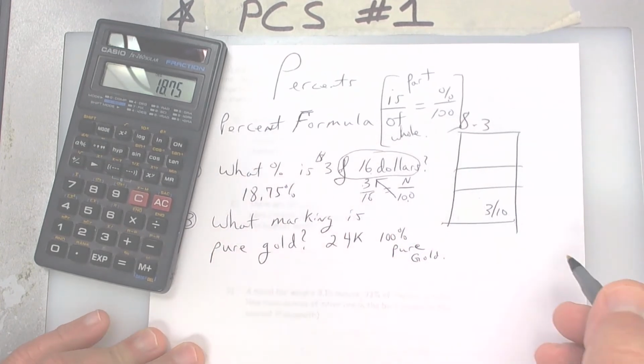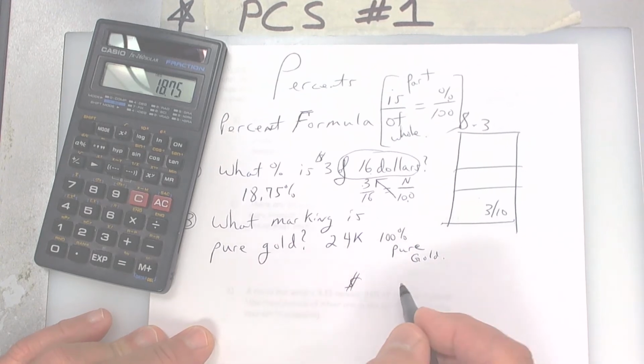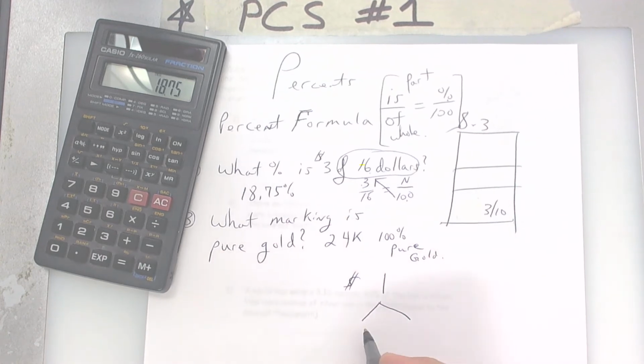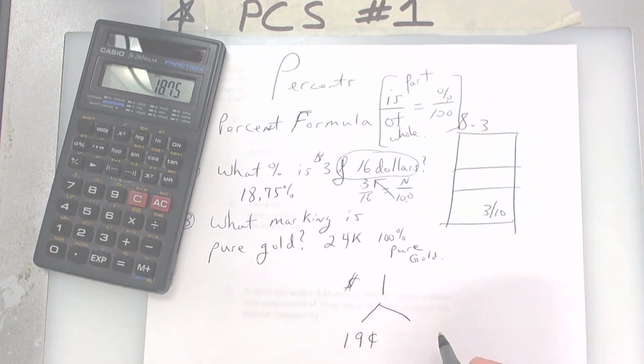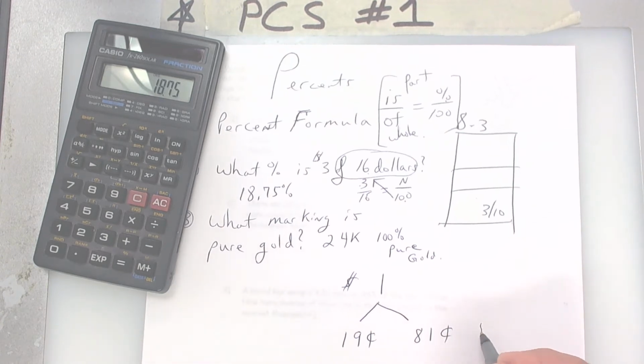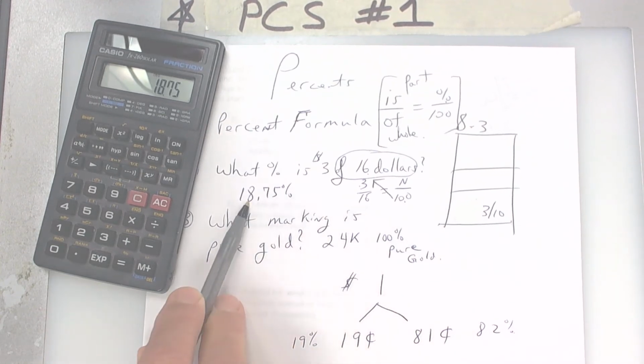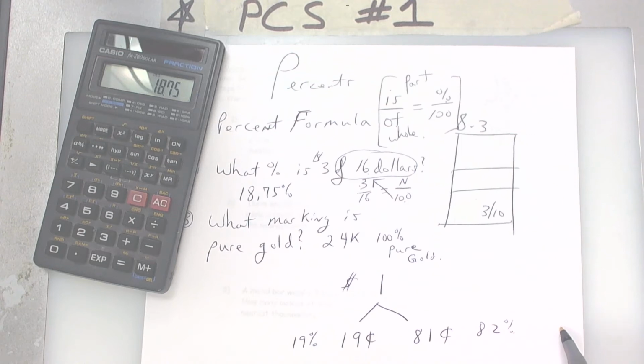And what that means is for every $1, $3 would be 18 cents. About 19 cents, okay? And so about 81 cents would be the opposite of that, would be 82%. And then this one is 19% or about 19%, okay? And so I guess this would have to be 81%, okay? So percent is out of 100. So for every $1 bill, that would be 19 cents.